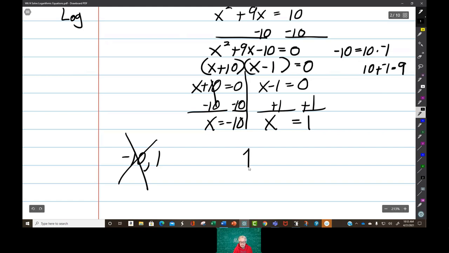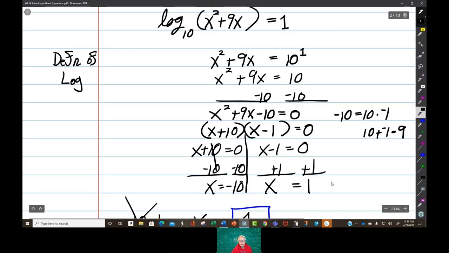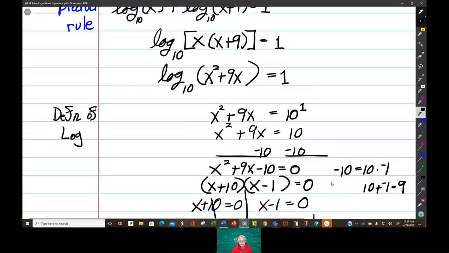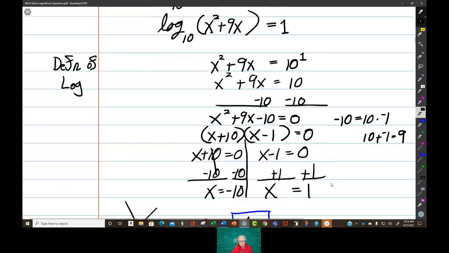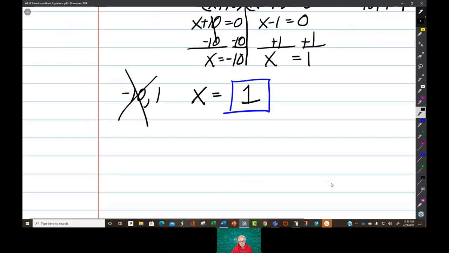So 1 is our answer. That goes in the answer box. And that's how you do these. You know my math lab, if you put in both answers, it doesn't give you half credit, it gives you 0 credit.